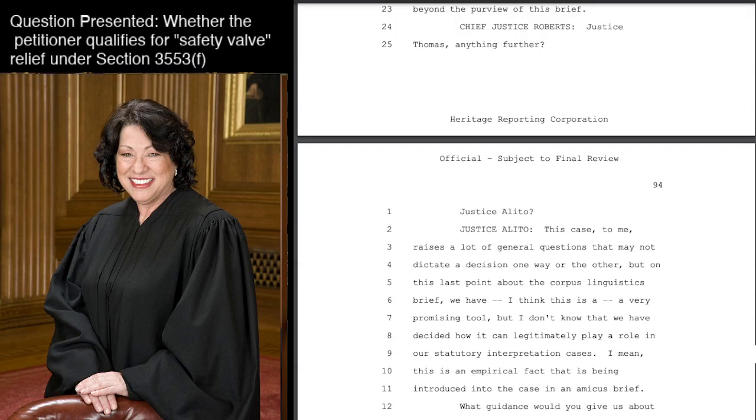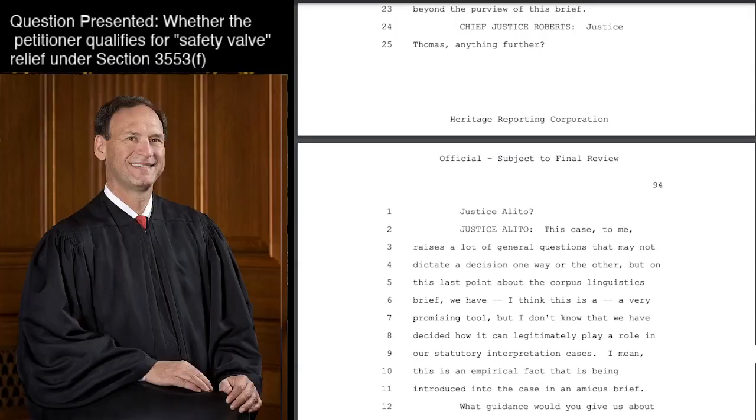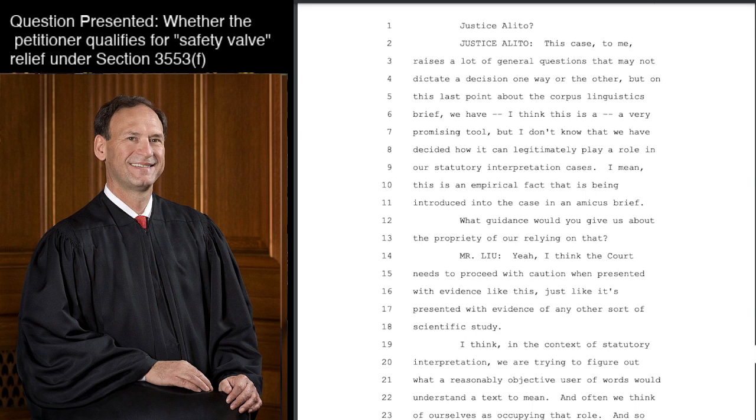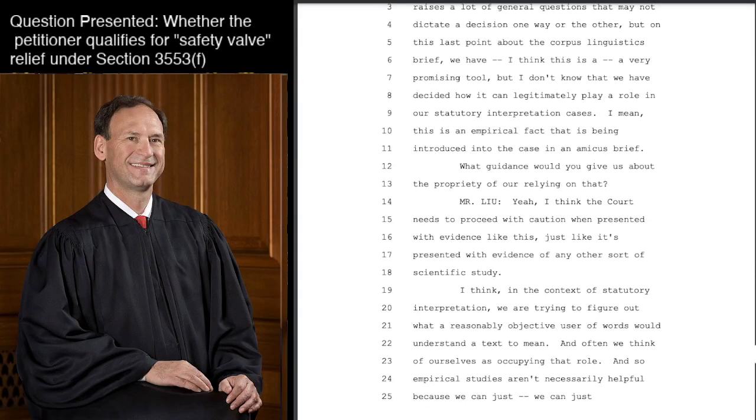Justice Thomas, anything further? Justice Alito? This case, to me, raises a lot of general questions. It may not dictate a decision one way or the other, but on this last point about the corpus linguistics brief, I think this is a very promising tool, but I don't know that we have decided how it can legitimately play a role in our statutory interpretation cases. I mean, this is an empirical fact that is being introduced into the case in an amicus brief. What guidance would you give us about the propriety of our relying on that?